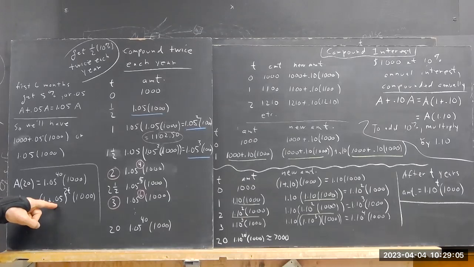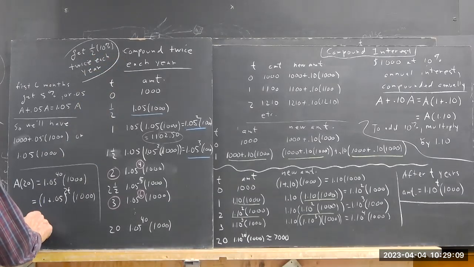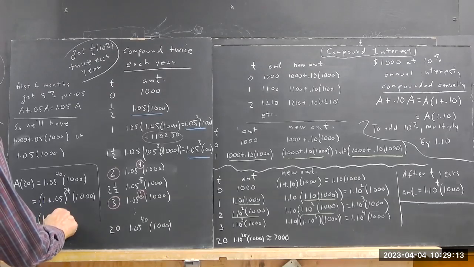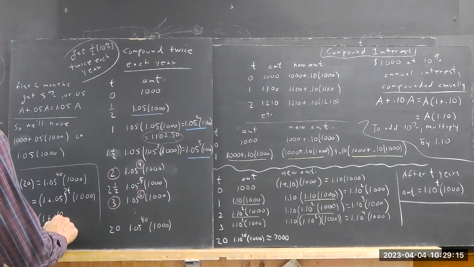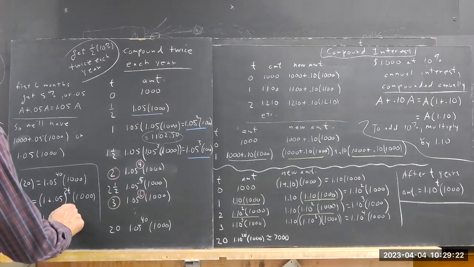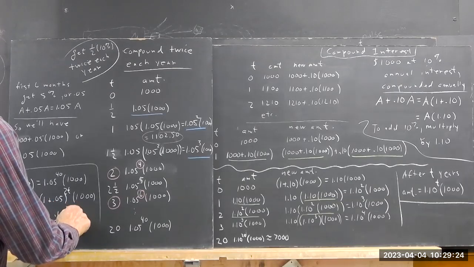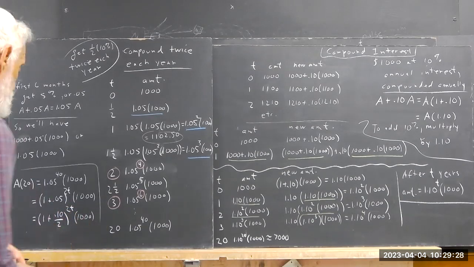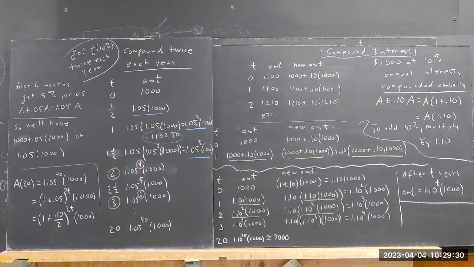Now 0.05 is because our annual interest is 10%. There's our 10%, and we're dividing it by 2 because we compounded twice a year. And that's where the 0.05 comes from. And then it's times 2T. And there's our 1,000.